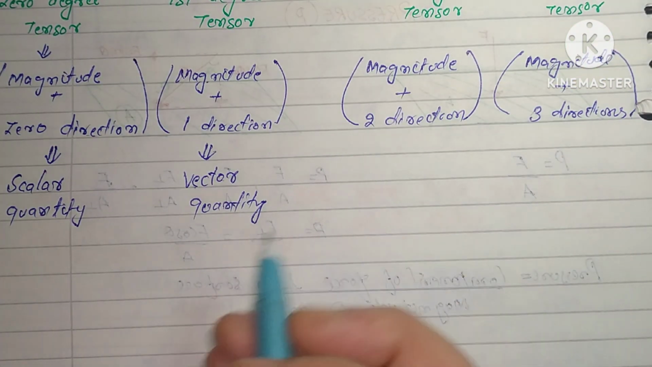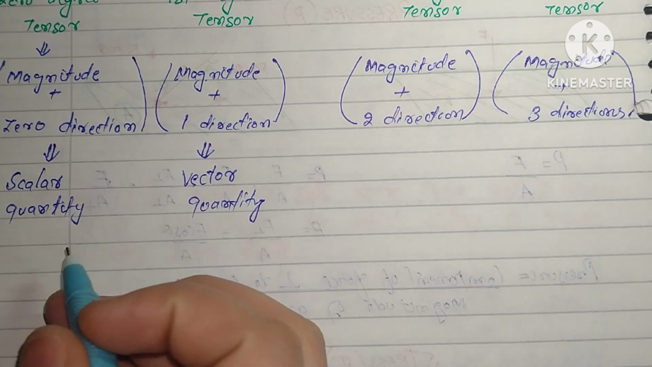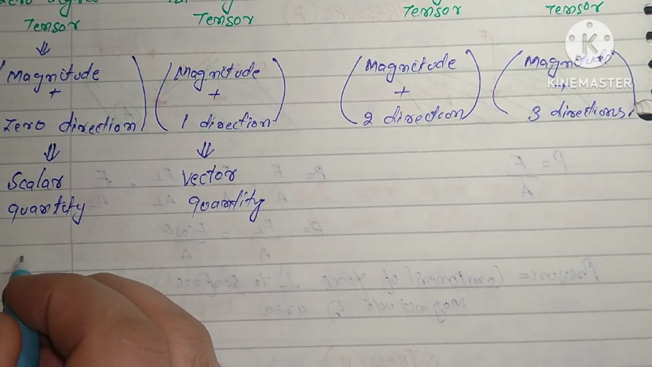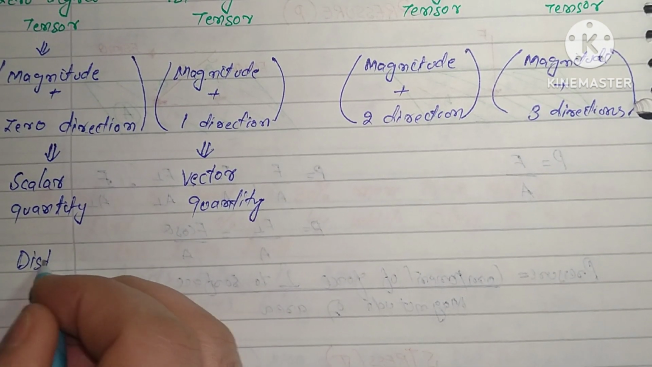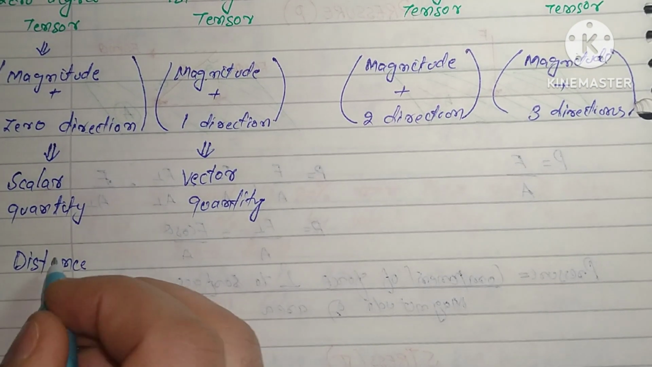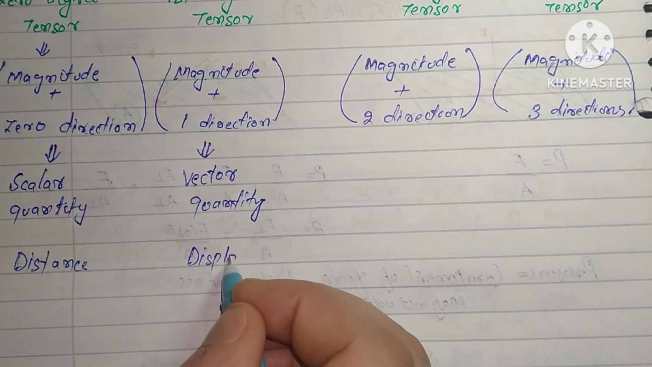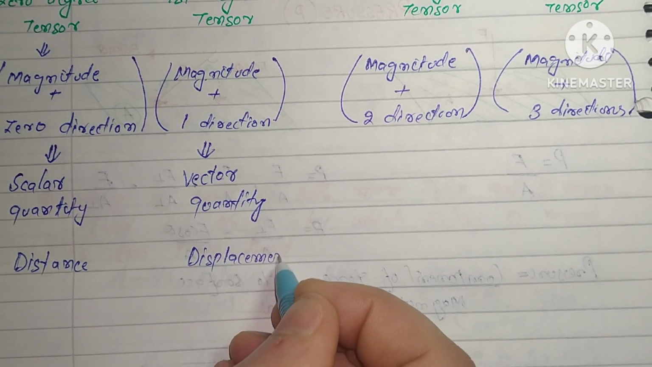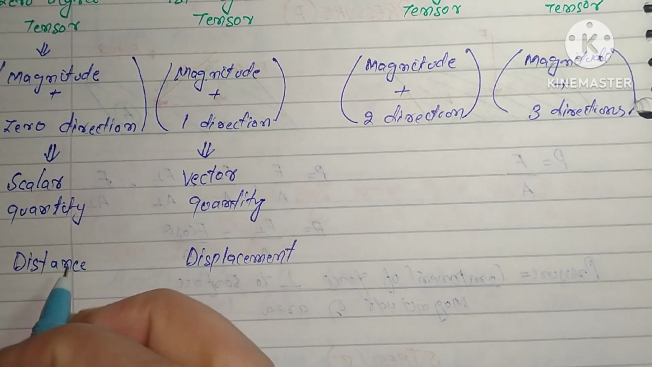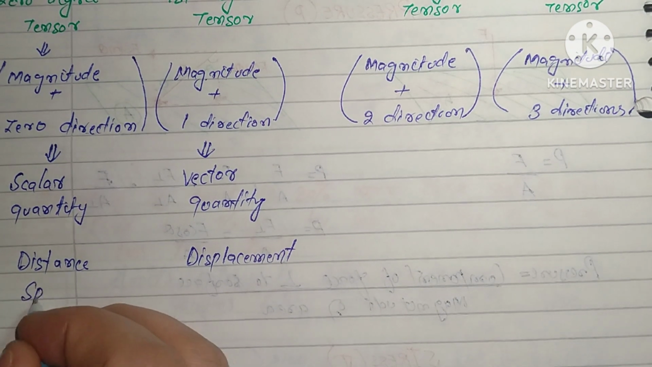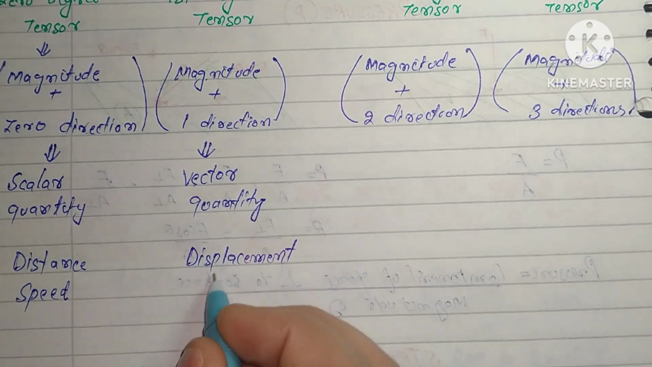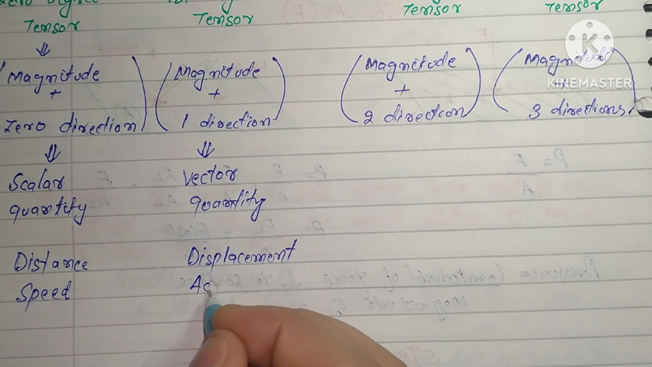Here, an example of scalar quantity is distance. Example of vector quantity is displacement. Example of scalar quantity is speed. Example of vector quantity is acceleration.